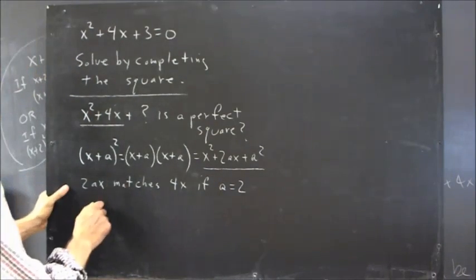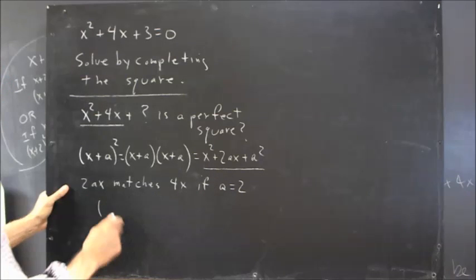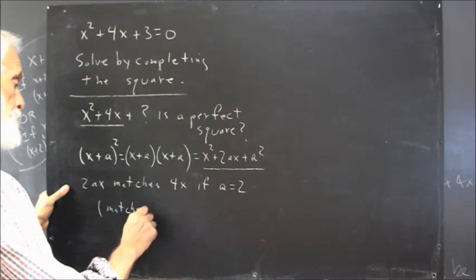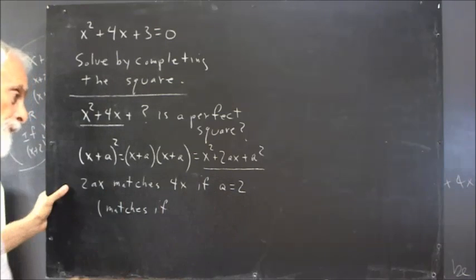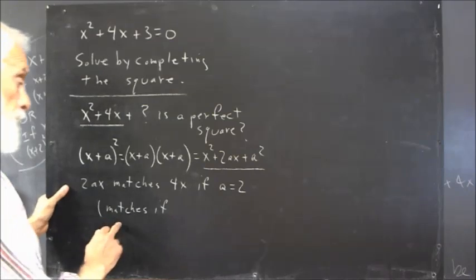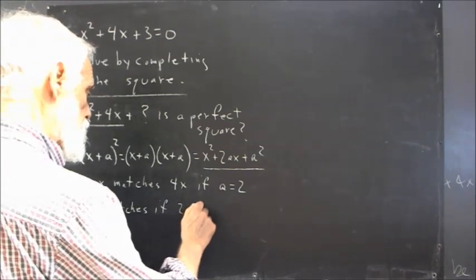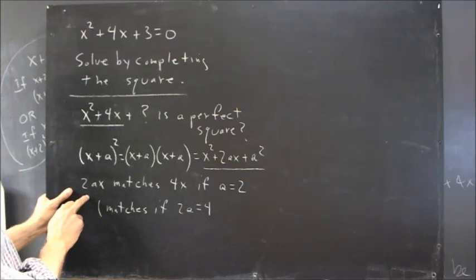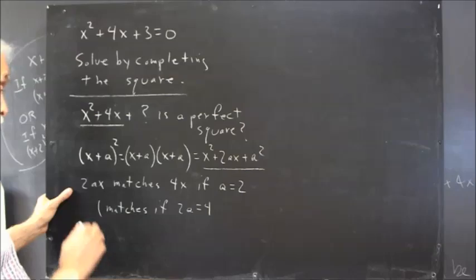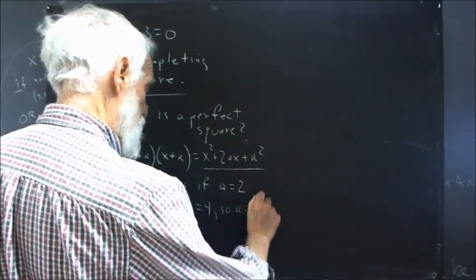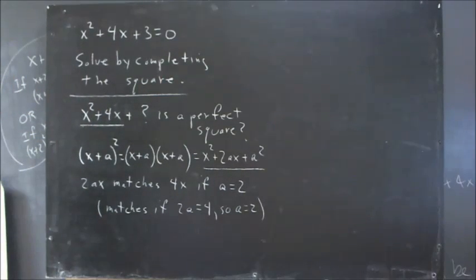I'm going to write in parentheses here how we could work that out. You shouldn't, with these numbers, have to revert to this reasoning, but you should be able to revert to this reasoning. It matches if 2a equals 4, because the thing in front of x here has to match the thing in front of x here. Otherwise, these two terms don't match. And of course, if 2a equals 4, the only way that happens is if a equals 2.